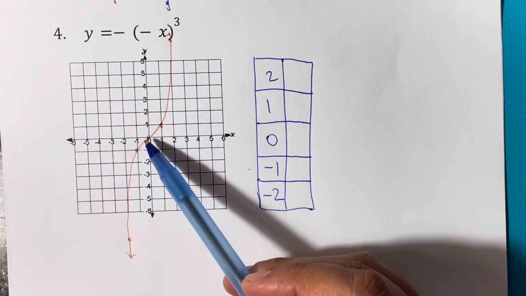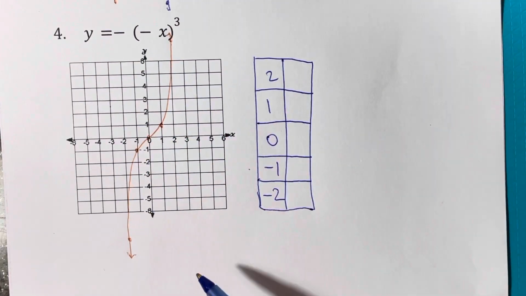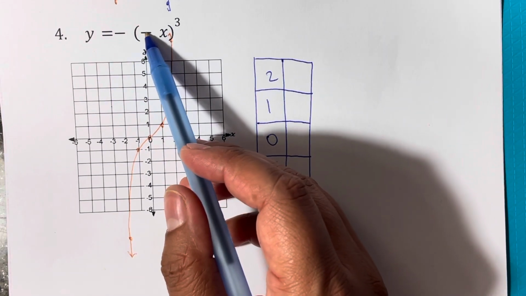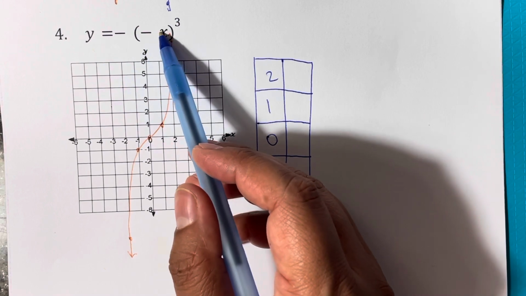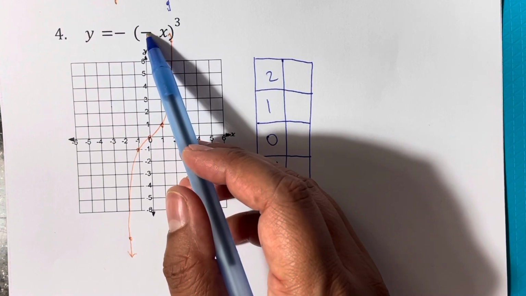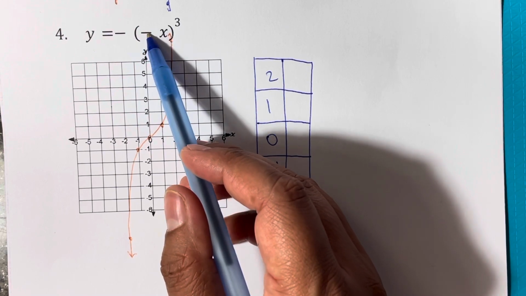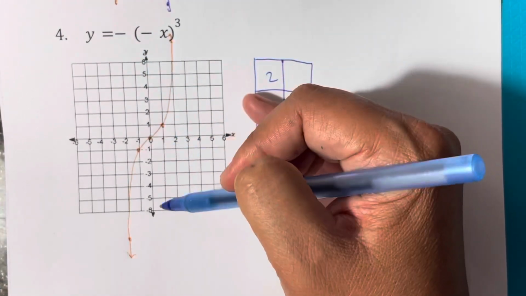Okay, for number 4, I already have the mother graph and the table ready. Whenever we have a negative inside to the left of x, that's a reflection again, inside the house. The mirror is on the wall. This is the mirror.